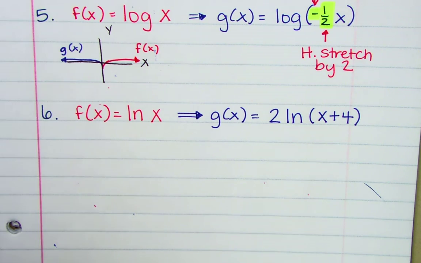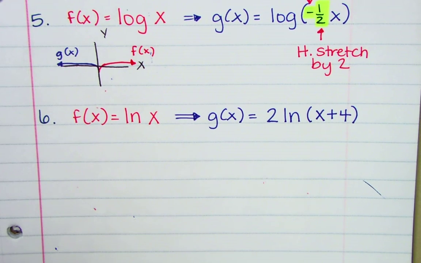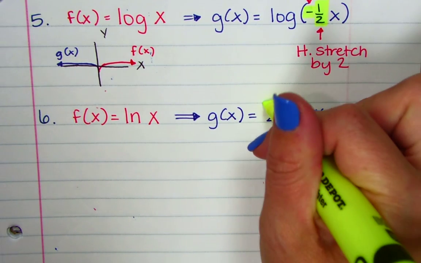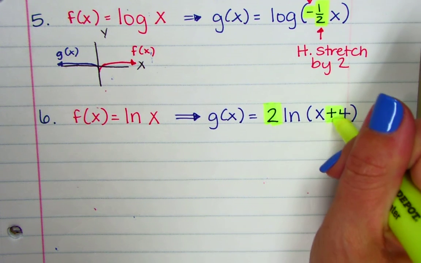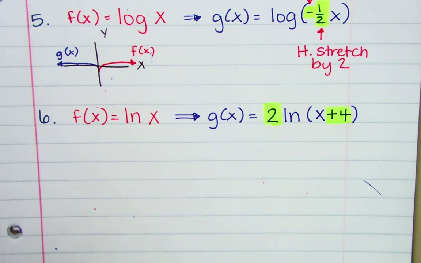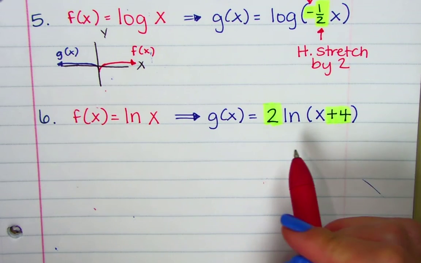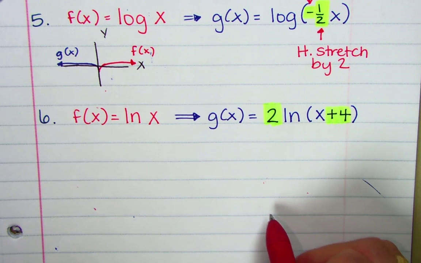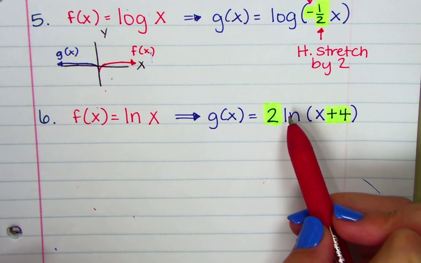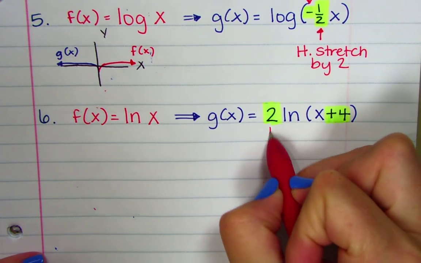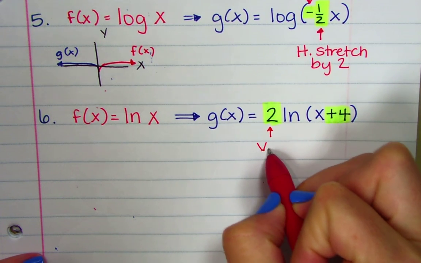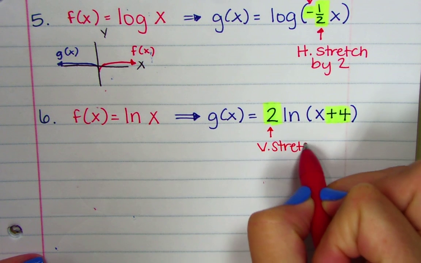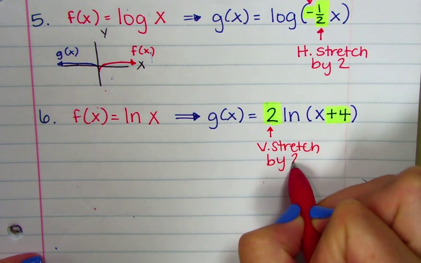Okay, so we've got two transformations to identify in our g of x. We got the 2 out front and then the plus 4 in the parentheses. Those are the two things we got to point out what they're doing. What's a 2 out front going to do? Vertical stretch, right? It stays the same number. You don't have to flip it or anything, and it's vertical if it's out front. V stretch by 2.